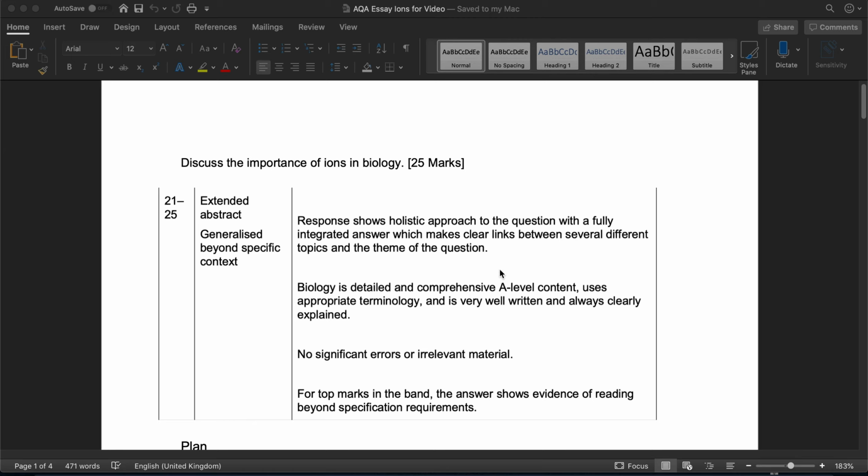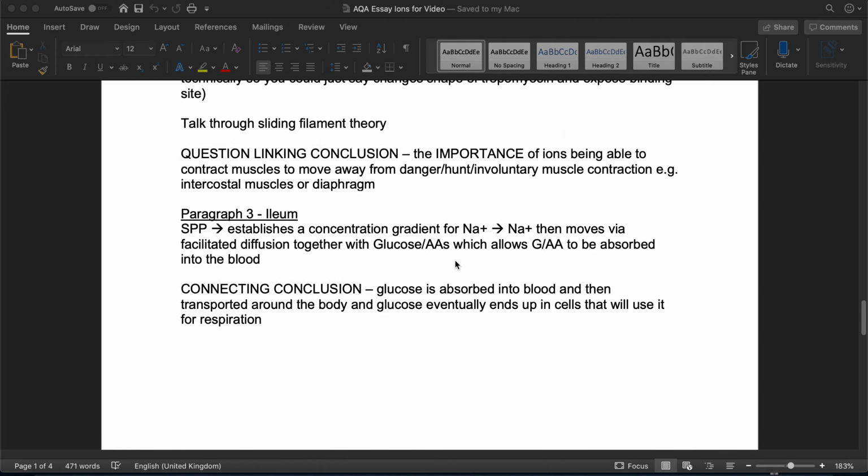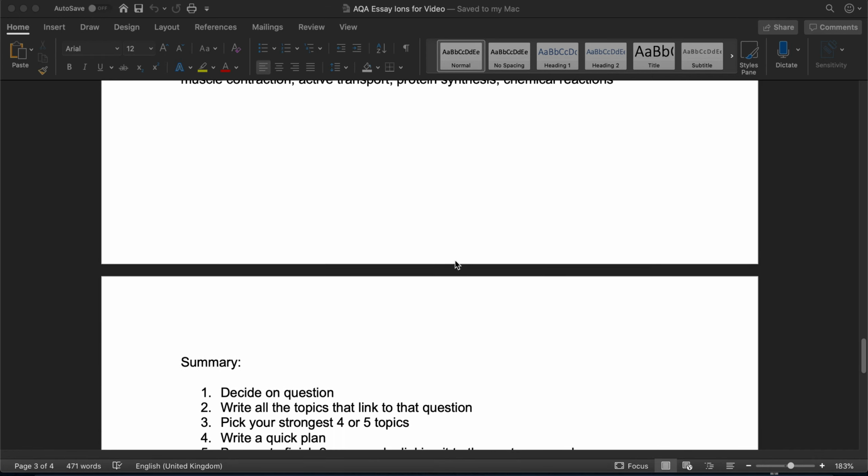Some people say you shouldn't link your paragraphs, some people say you should. And hopefully this technique just covers all bases, and it means we can show that we're linking topics together, as well as linking it back to the theme of the question. So first of all then, if I scroll down, these are our steps.